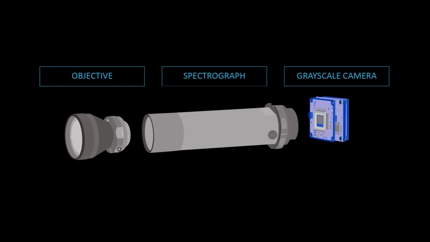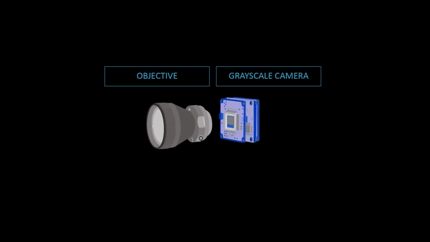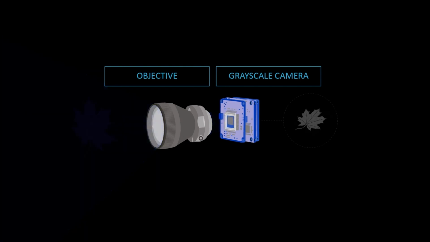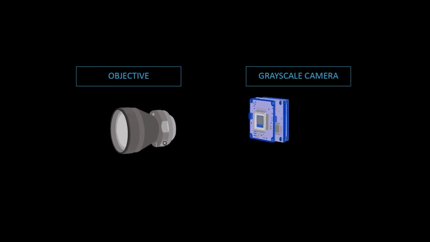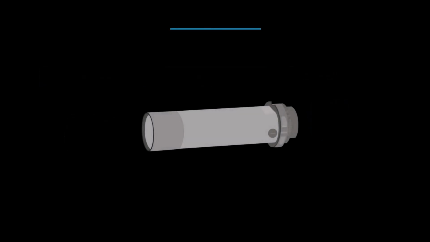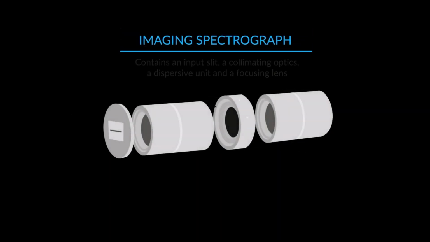When recording a normal black and white image, you will need the objective and the camera. The objective projects the target to the camera sensor where the image is recorded. To compare this with our book illustration, the result is a one-page black and white leaflet. Once the imaging spectrograph is added, we can record hyperspectral data, and let's examine the imaging spectrograph in more detail. The imaging spectrograph contains an input slit, a collimating optics, a dispersive unit, and a focusing lens.